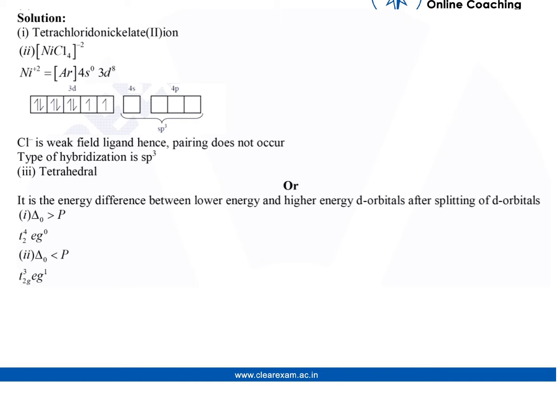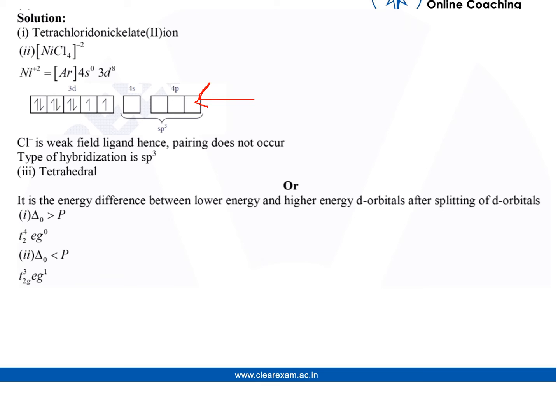Solution of the first part: tetrachloridonickelate(II) ion. Second part: [NiCl4]^2-. Here is the configuration. Cl- is a weak field ligand, hence pairing does not occur. The type of hybridization of this complex is sp3.